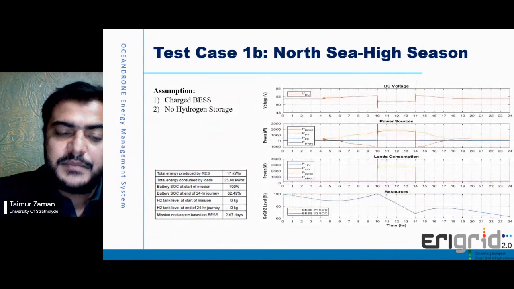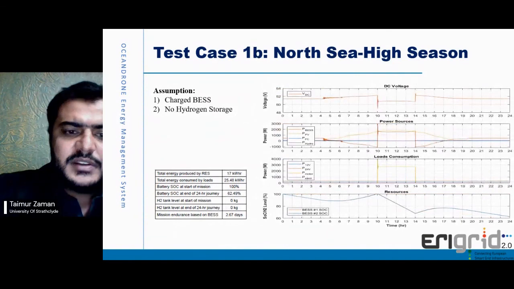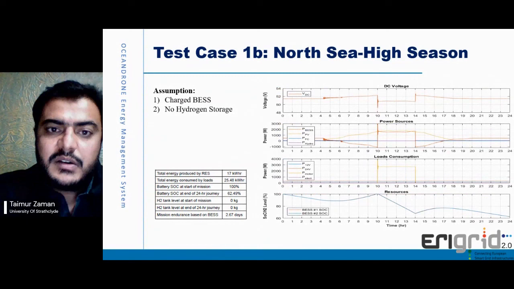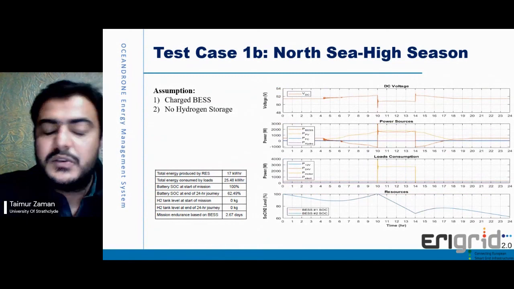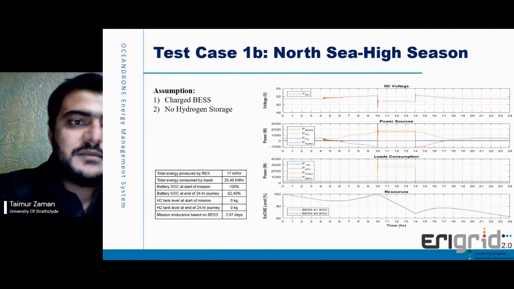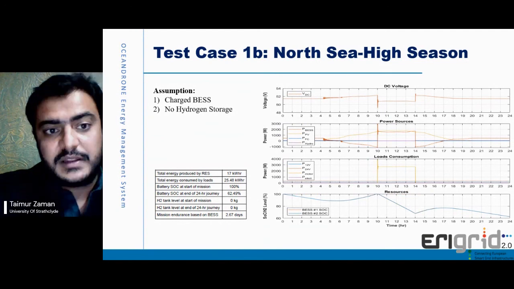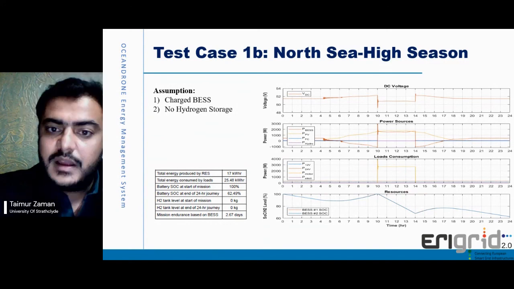Similarly, the same test case was carried out for the North Sea high season, and the previous one was for the low season. In the same way, over here we just checked what happens if we don't have hydrogen and are not operating the fuel cells. The mission endurance was 2.67 days while operating with the PVs, and a total of 25.4 kilowatt hours of load.